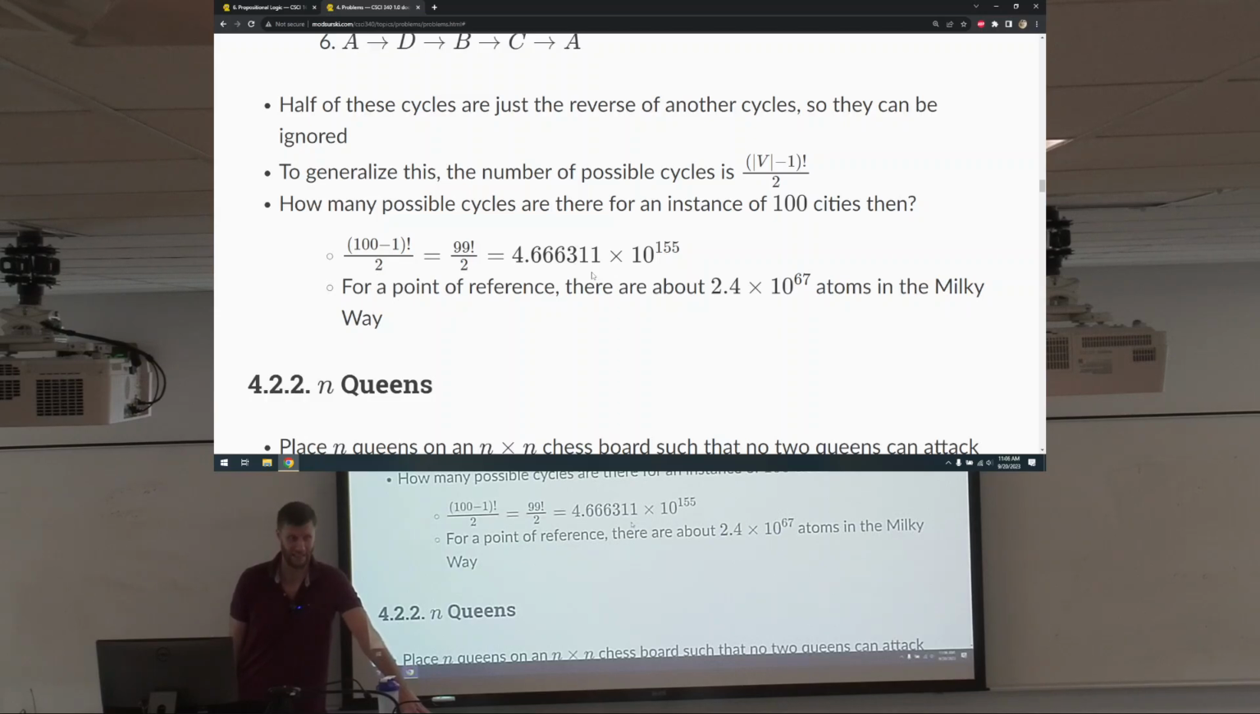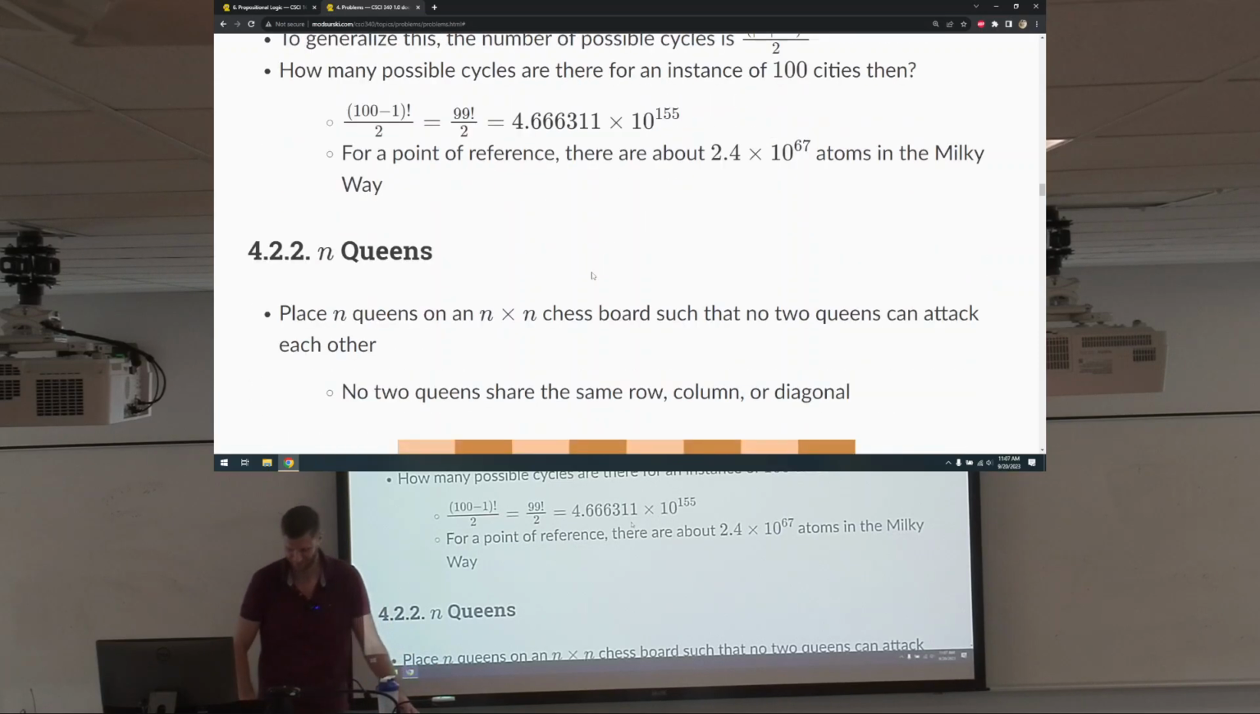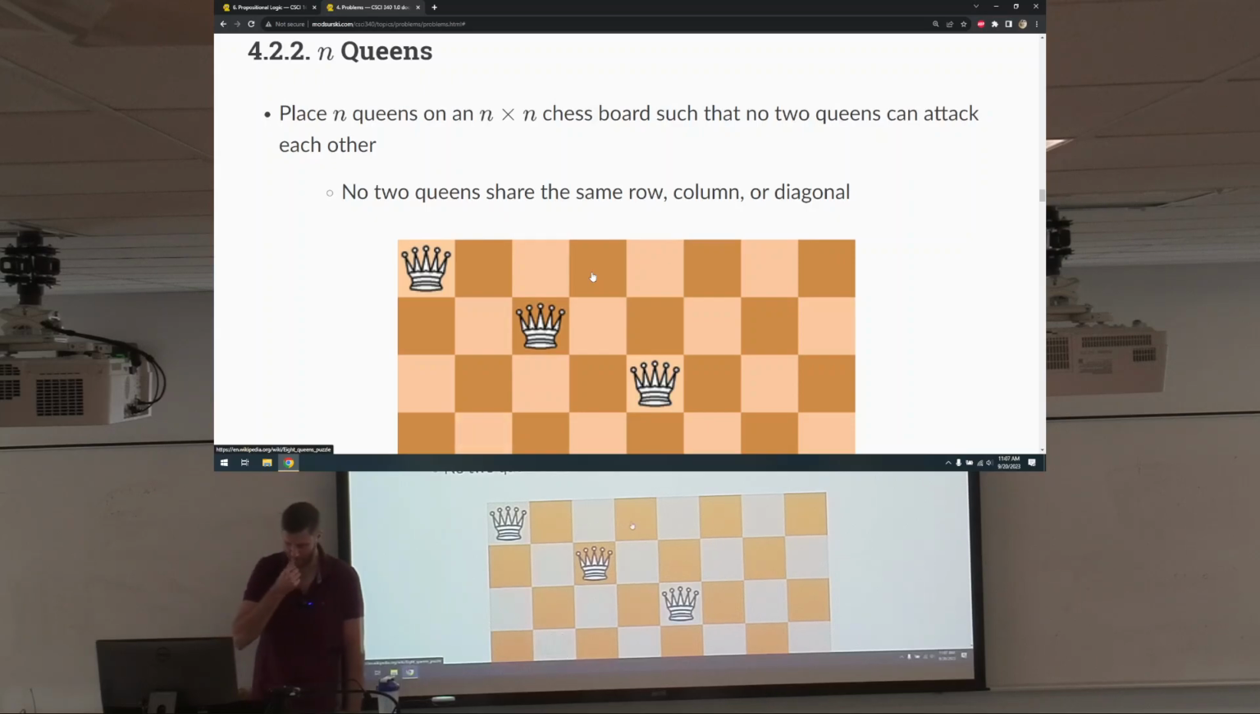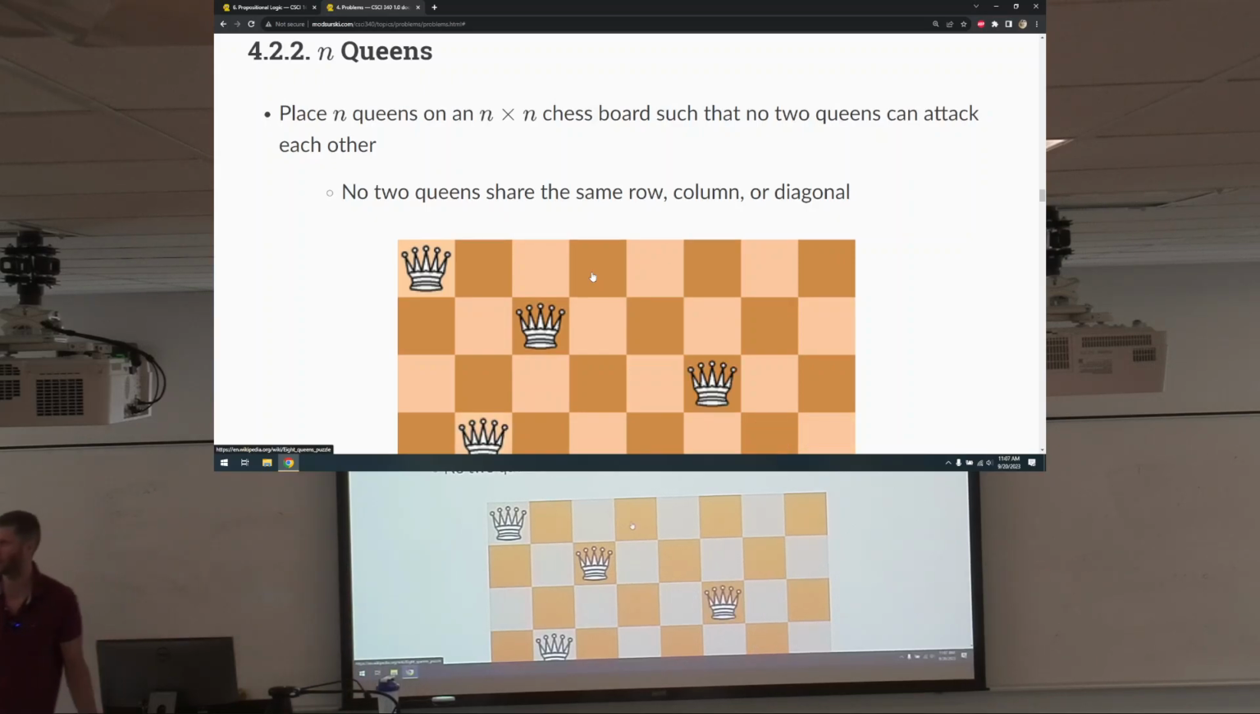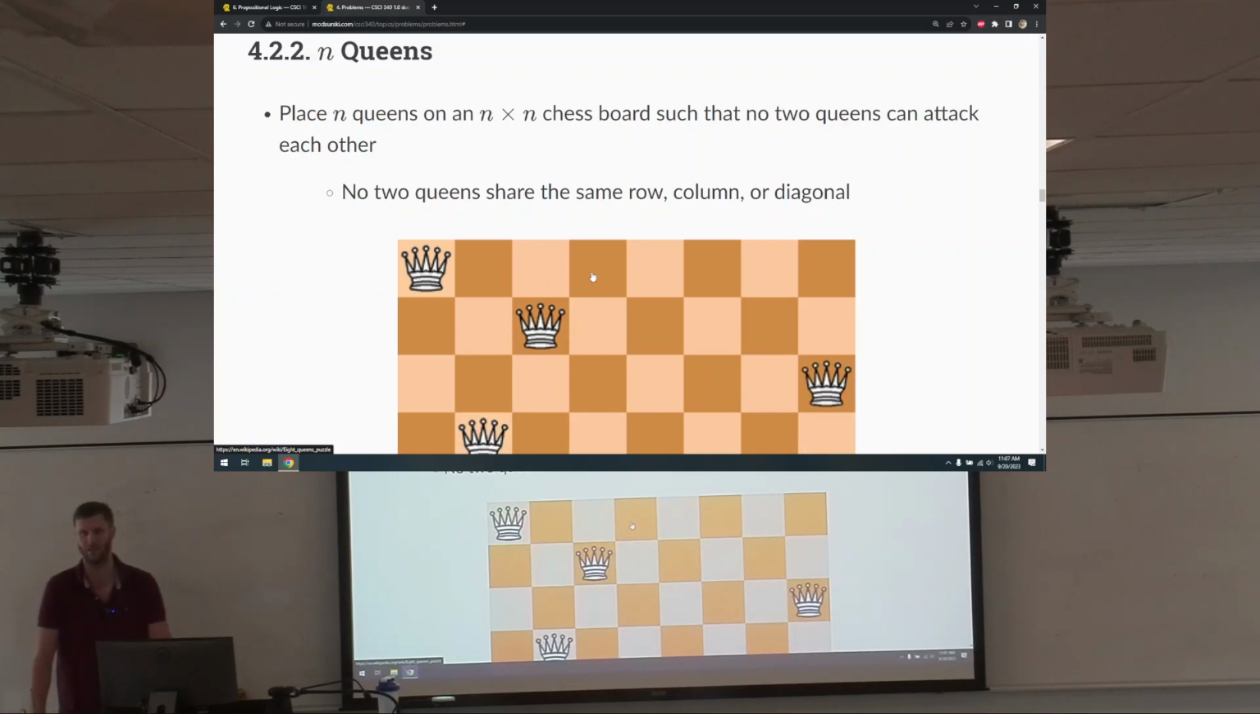So yeah, good luck. I could take a particle in our galaxy and assign it to one permutation, one Hamiltonian cycle for 100 cities, and I'll run out of particles real fast. It's crazy, right? N queens, here's another problem. Place n queens on an n by n chessboard such that no 2 queens can attack each other. Who here is already familiar with n queens?